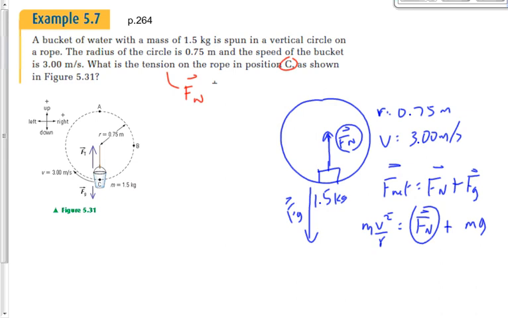Okay, so we got the mass here. It's 1.5. V is 3. R is 0.75. Mass is 1.5 again, times 9.81. But remember, gravity is downward here, so we're going to make it negative. We haven't plugged a number in for Fn, so we won't worry about that one. Centripetal force, we're going to leave as positive because it acts up when you're at the bottom of the circle. Let's get this number now. Solve it.